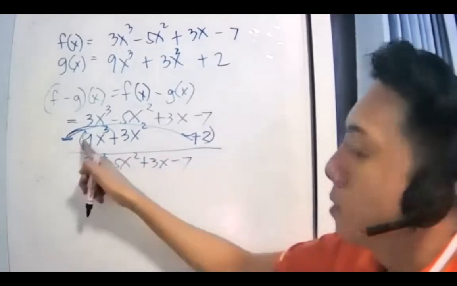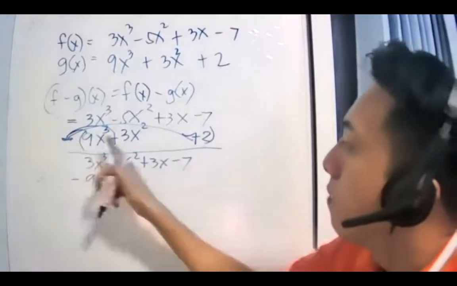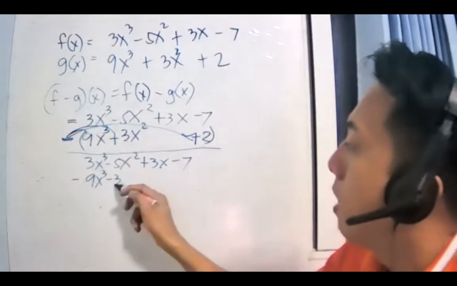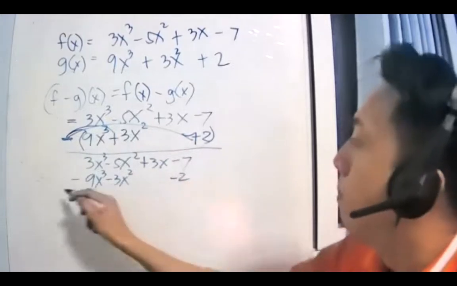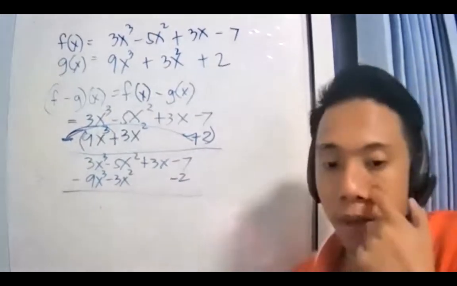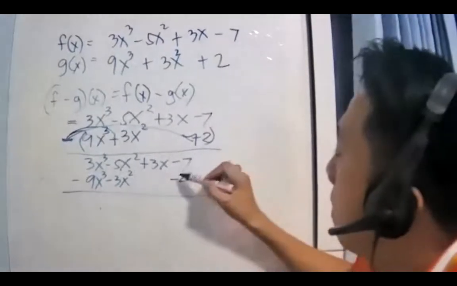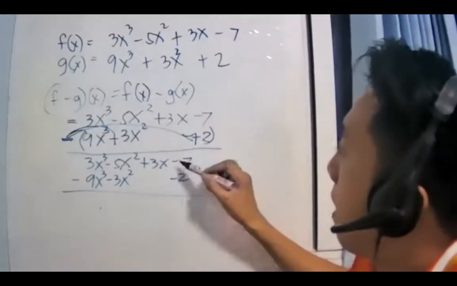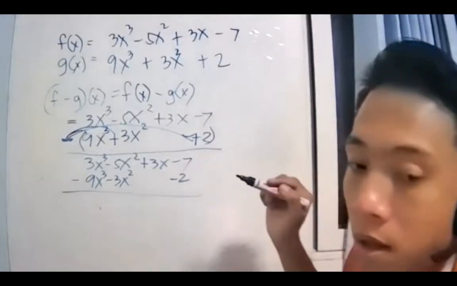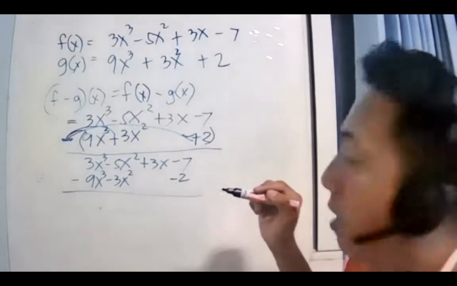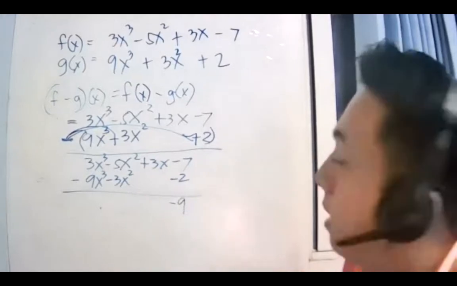Then, negative times positive, that is negative 9x cubed. Negative times positive is negative 3x squared. Negative times positive, that is negative 2. Okay? Now let's do this. Negative 7 minus 2. They have the same sign, which is negative. So, pagka-add natin sila, 7 plus 2 is 9.